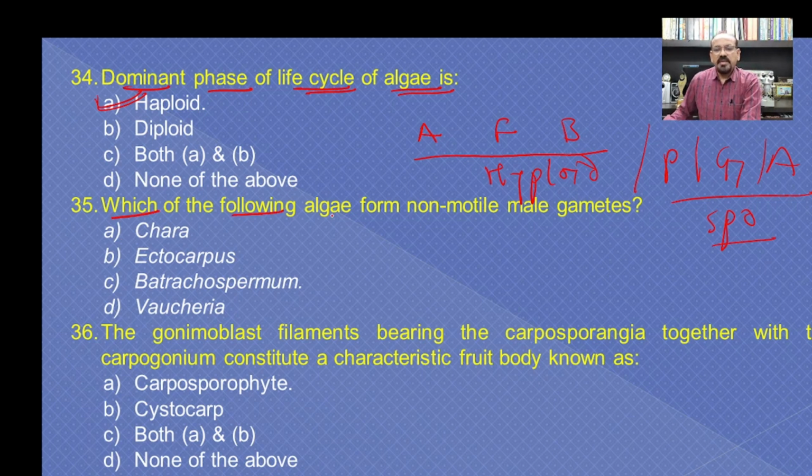Which of the following algae form non-motile male gametes? The non-motile male gametes are formed by Batrachospermum, which are known as spermatia. Then, the gonimoblast filaments bearing the carposporangia together with the carpogonium constitute a characteristic fruit body known as? So this is known as the carposporophyte.